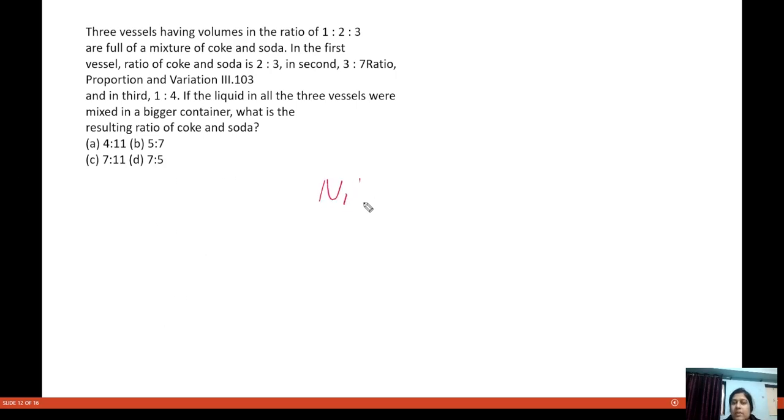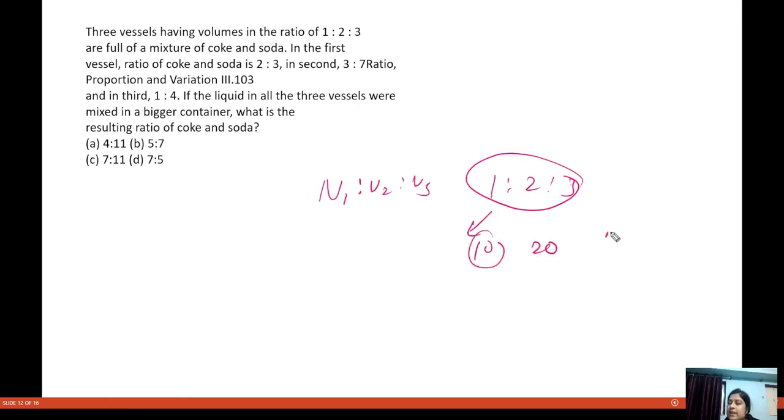Okay, so the volume ratio was given: V1, V2 and V3 was 1 is to 2 is to 3. What this meant is that if this one is 10 liters, this one is 20 liters and this one is 30 liters, or if we take 5, this one is 5 liters, this one is 10 liters and this one is 15 liters.